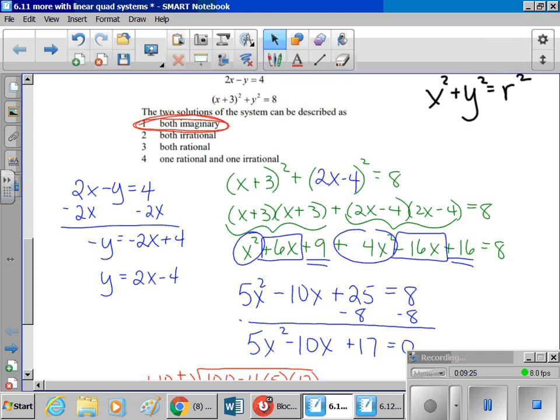If we had gotten something with a positive number in there, we would have had to look to see if it was a perfect square. Because if it was a perfect square, the answer would be both rational. If it was not a perfect square, then it would be both irrational. And it's pretty impossible to have one rational and one irrational, because they're either both going to be rational or they're both going to be irrational roots. So that fourth choice doesn't even make sense. And that's really it for it.